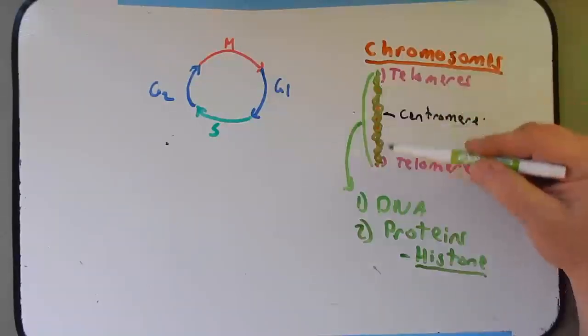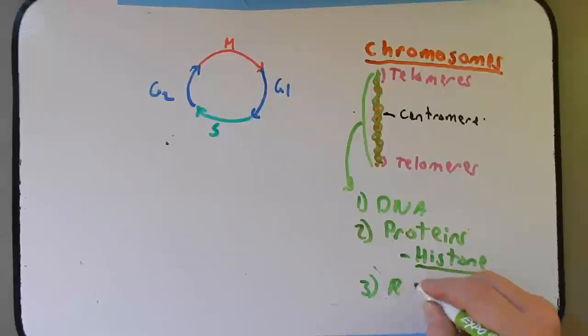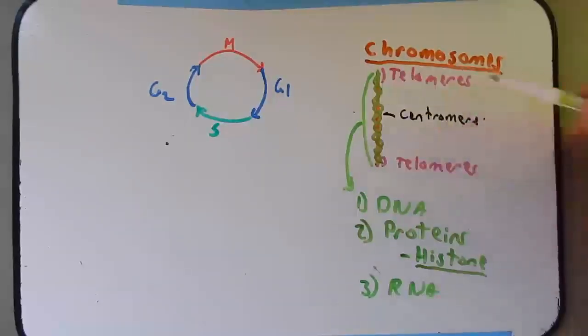We will of course also see RNA here as well, but it's not typically considered one of the main parts of chromosomes. But RNA will be found along the chromosome, involved in various aspects of replicating the DNA, transcribing the DNA, and regulating the DNA.